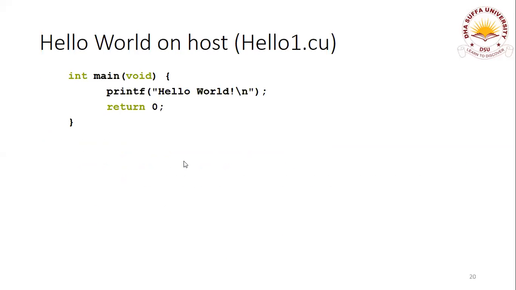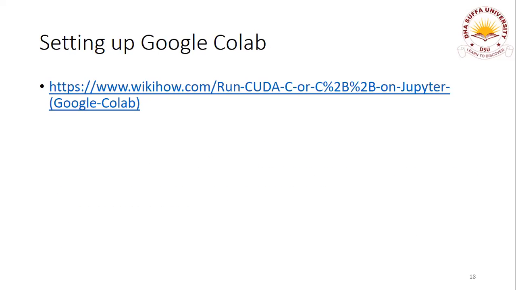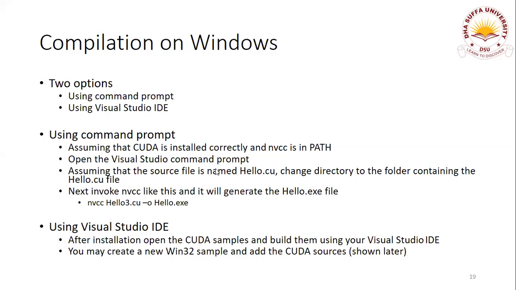Okay, so now we are going to see a basic hello world on the host. A basic C program looks like this. You write main, then printf hello world and return 0. You can write this code in Notepad and save it as hello1.cu. Then you open up the Visual Studio command prompt and write nvcc hello3.cu, whatever your file name is. Even if you don't provide this flag, that's fine, just press enter.